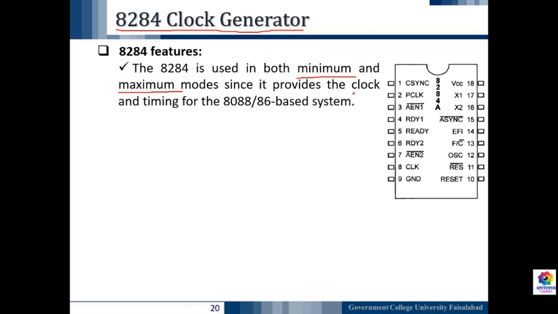Secondly, it provides the clock and timing for the 8086 or 8088 based systems. So the two main features or working principles of the clock generator, or the two main concepts behind the clock generator, is to provide the clocking and the timing requirements for the 8086 or 8088 based systems.